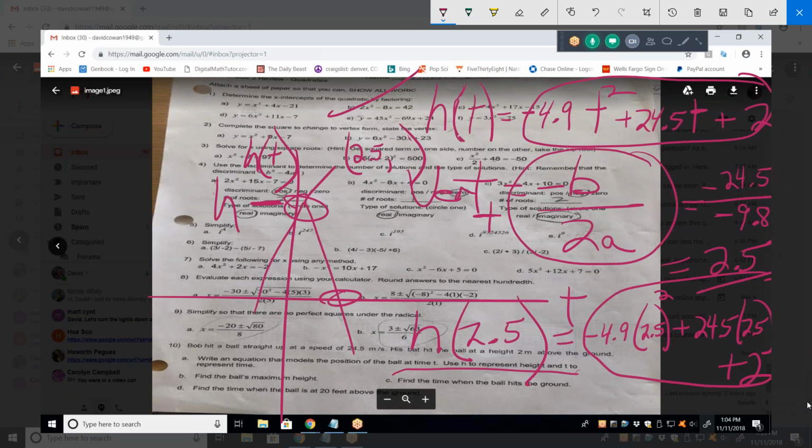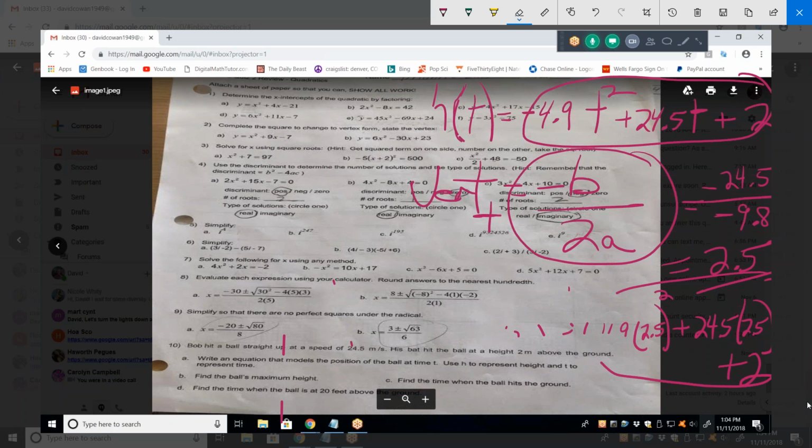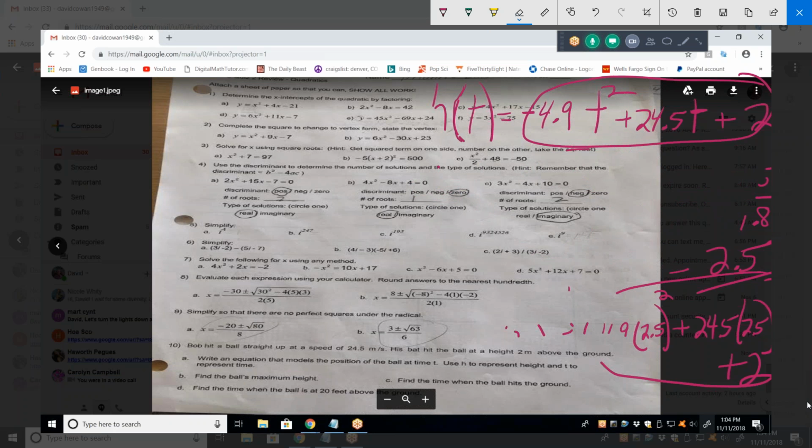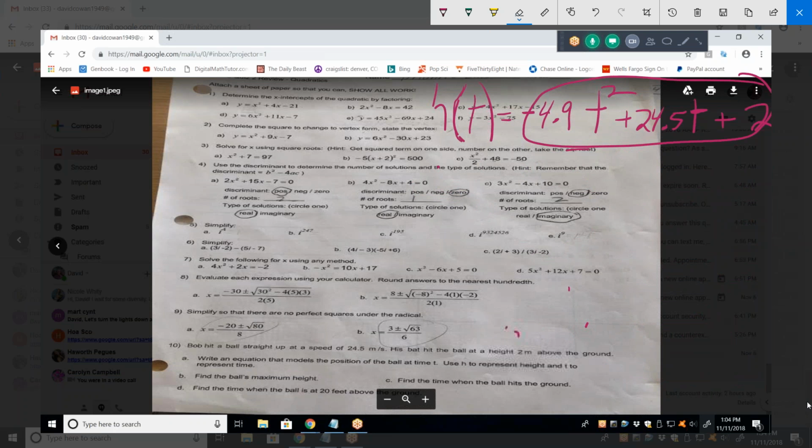Find the time when the ball hits the ground. What am I going to do for that? First of all, tell me the logic I'm looking at. This is the height formula. When the ball hits the ground, what's the height? So I'm going to set that equal to 0, because that's when the ball hits the ground. The height's going to be 0, right? And only then.